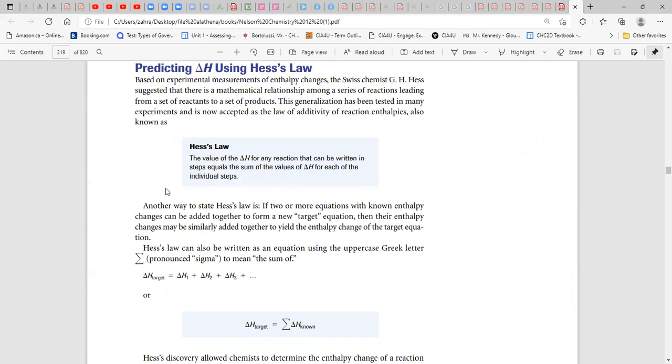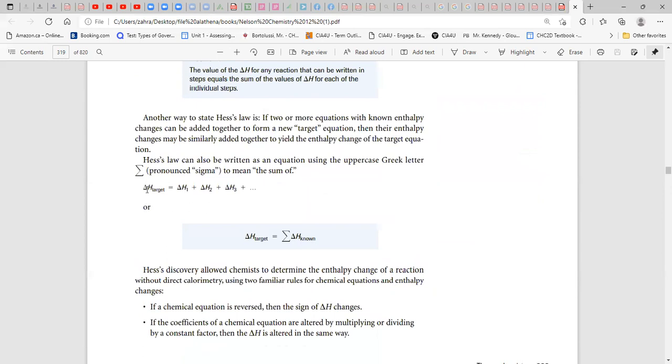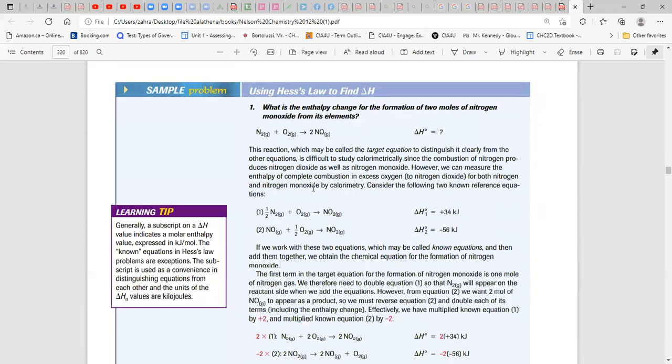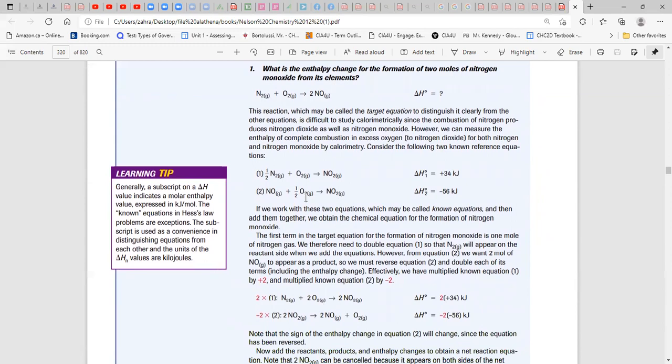Now here is what we say: the delta H of the target is the addition of the delta H of each step. Let's look at this question to understand that better. The target equation is N2 plus O2 gives you 2NO. You want to find that, but we just know the steps. Two reactions are happening. The first is half N2 plus O2 gives you NO2, and the delta H is given. And NO plus 1/2 O2 gives you NO2. So I need to rearrange it in such a way that if I add them, I will get the target.